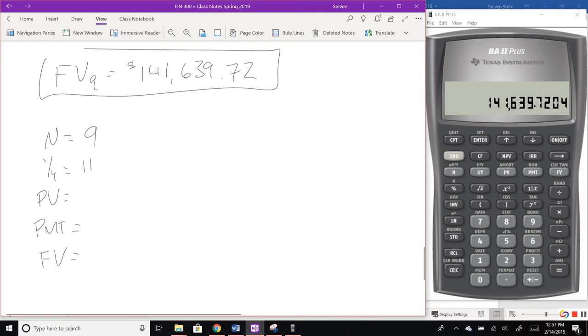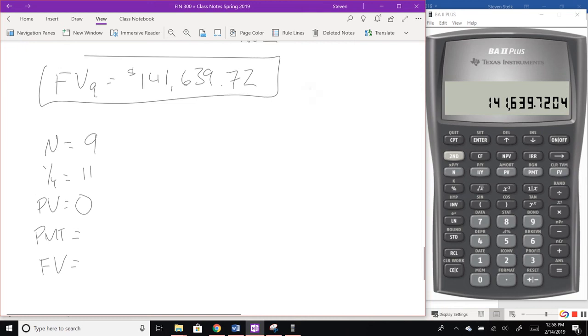Now this I/Y key is expecting a percentage, so instead of entering 0.11, you actually enter 11 for 11%, and the calculator knows that that means 11%. Okay, present value. For this problem, we're actually going to enter a 0 for present value, and that does not mean that the present value of this annuity is 0. The present value of this annuity is the amount that I borrowed up front.